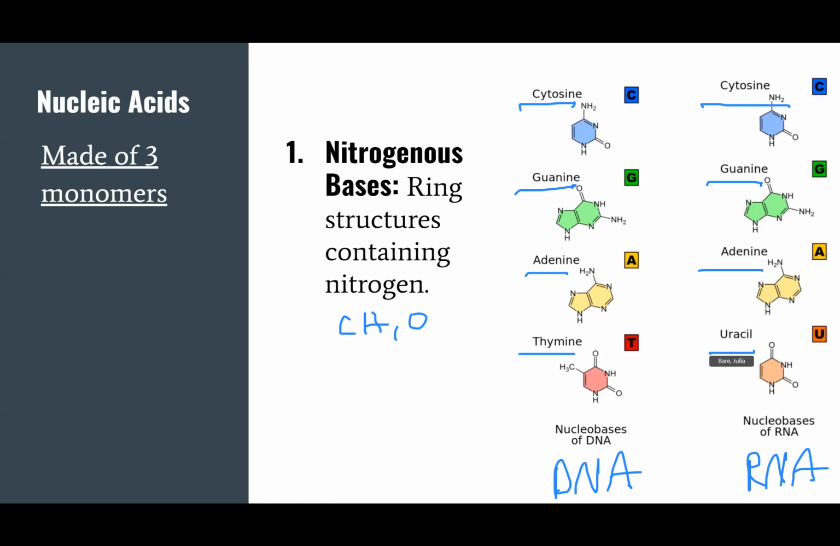Uracil and thymine are the characteristics defining DNA and RNA. If you look at a structure and it contains uracil, it's going to be RNA. If you look at a structure and it contains thymine, it's going to be DNA.